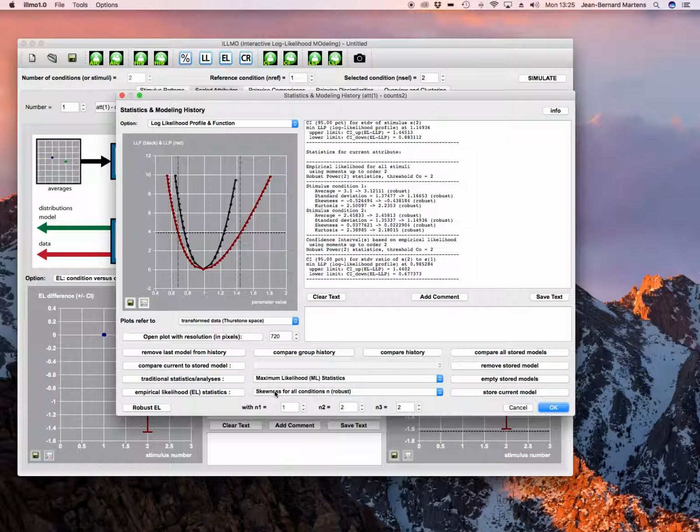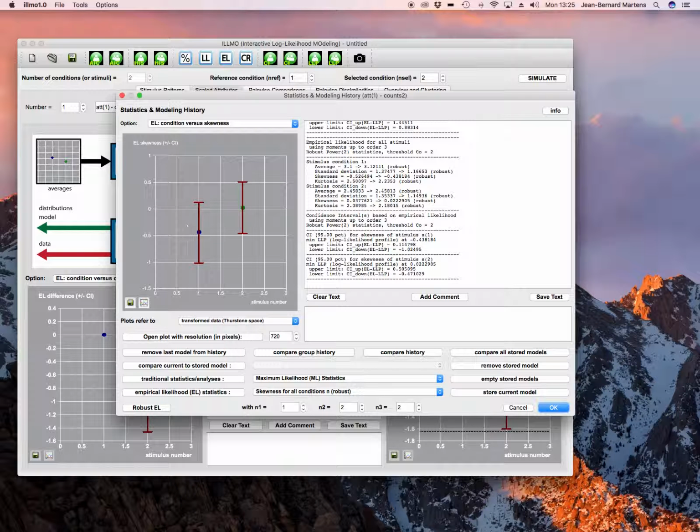The skewness is a measure for how symmetric a distribution, or in this case a histogram, is. And a symmetric distribution would have a skewness of 0. And so we see that in neither of the two conditions is there a significant difference from a symmetric distribution, although obviously there are some more hints of asymmetry in the first condition and in the second condition.